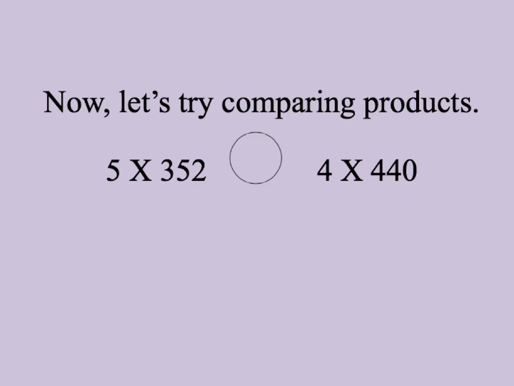Okay, this is going to take you back to comparing. What I want you to do is go ahead and multiply 352 times 5 and 440 times 4. I want you to go ahead and write them vertically. Don't try to do this sideways. And then once you have both of your products, go ahead and compare them. Are they equal? Is one of them greater or less than the other one? Pause the video, do your work, and then come back and we will compare our answers.